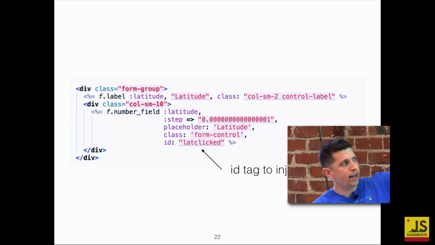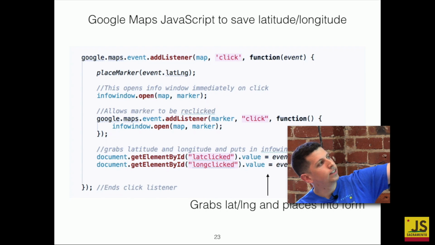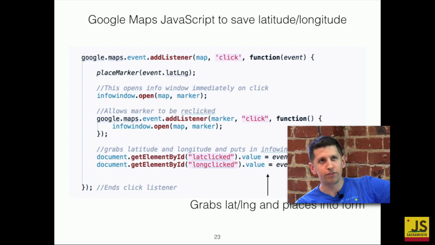And the way I was doing this is I had an ID tag to let you know where that form was. And then in the JavaScript, in the Google Maps, this just took forever to figure out. It seems simple now, but at the time I was just lost.